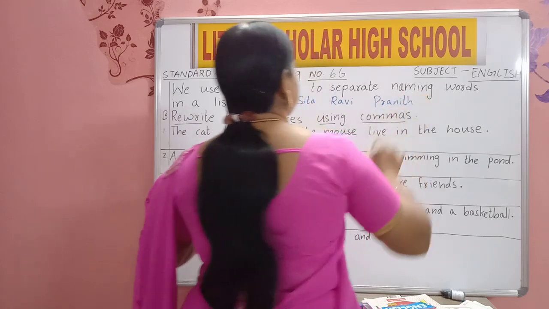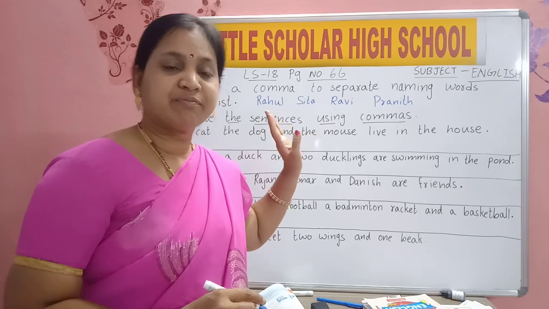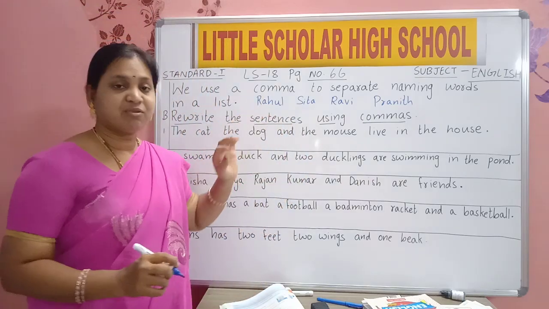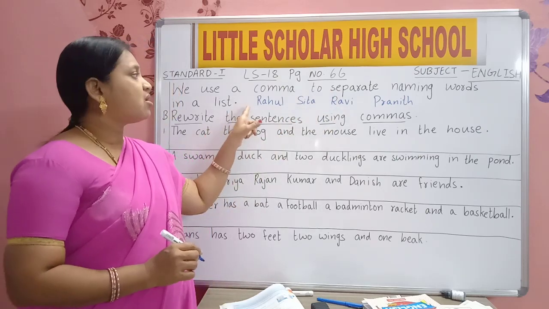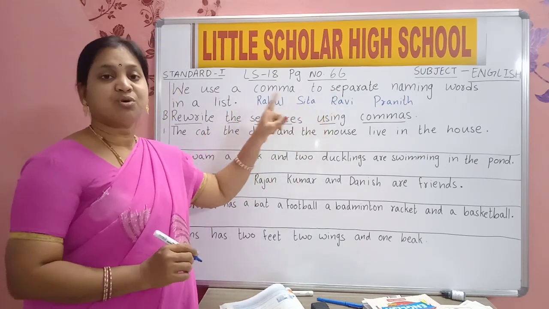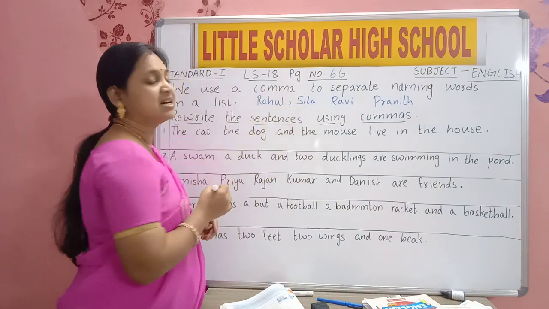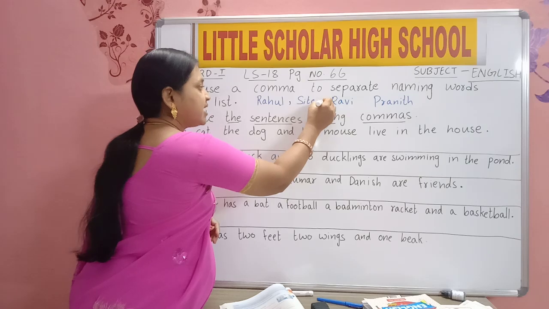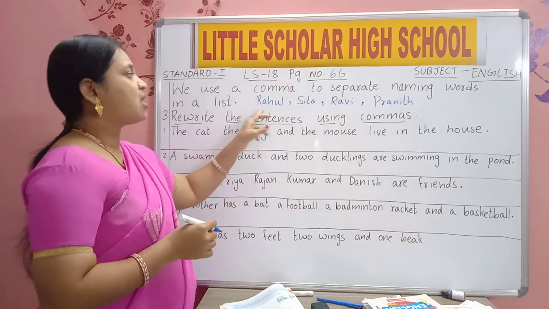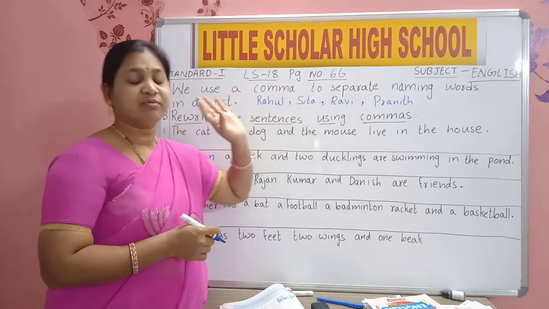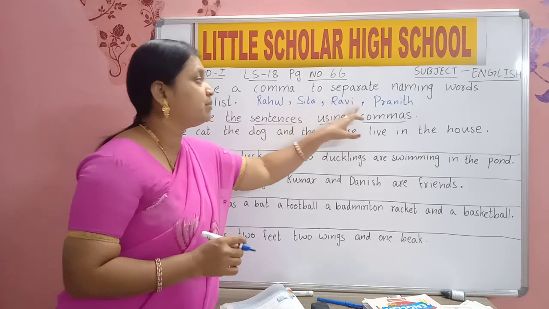Pranith. These are the names of people. When you write the names of people, these all are together. So we put a comma in between to separate these naming words. We can't write Rahul Sita Ravi Pranith without commas. No, we should put a comma in between the naming words.